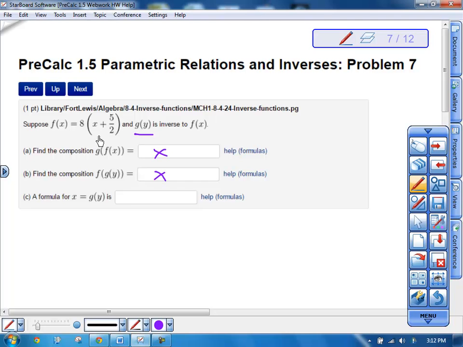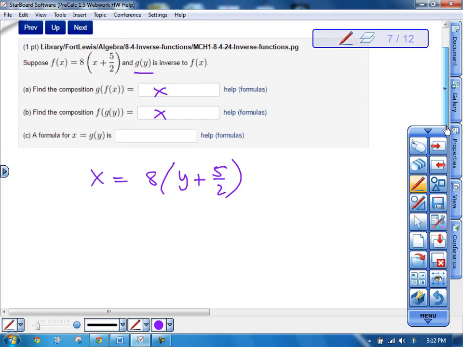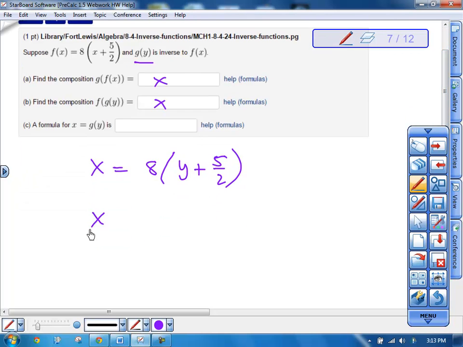To find that, once again, we need to switch x and y. So this becomes x equals 8 times y plus 5/2. What this function does is it adds 5/2 to all the x values and then multiplies by 8. Well, the inverse is going to just do the opposite. So solve for y now, and you get x over 8 equals y plus 5/2. Subtract 5/2, you get y equals x over 8 minus 5/2. So here's the inverse function, which they wanted us to call g of y.